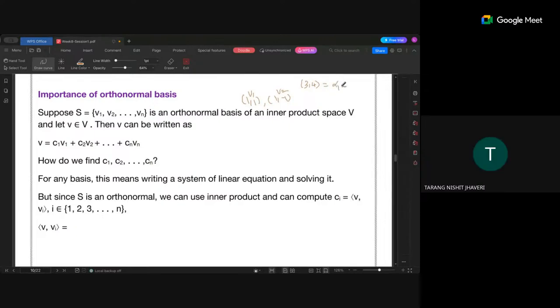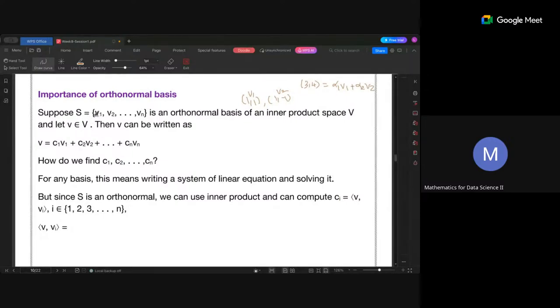We will have to do some work. So you have to solve the system of linear equations, right? Yes, ma'am. It is not the case when this V1 and V2 are orthonormal. Let us see how.